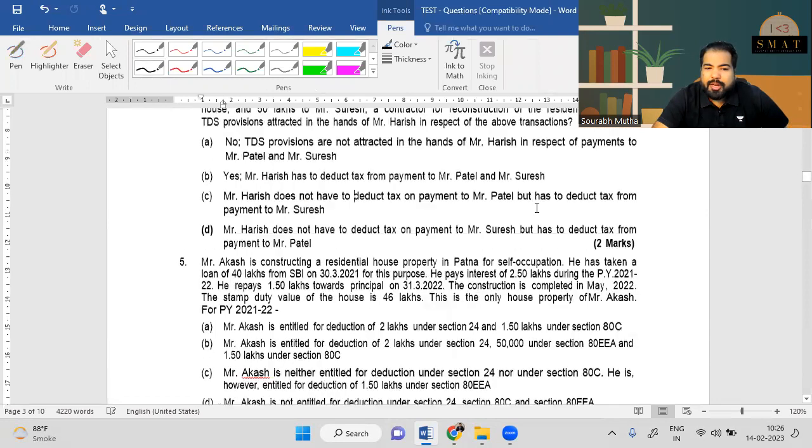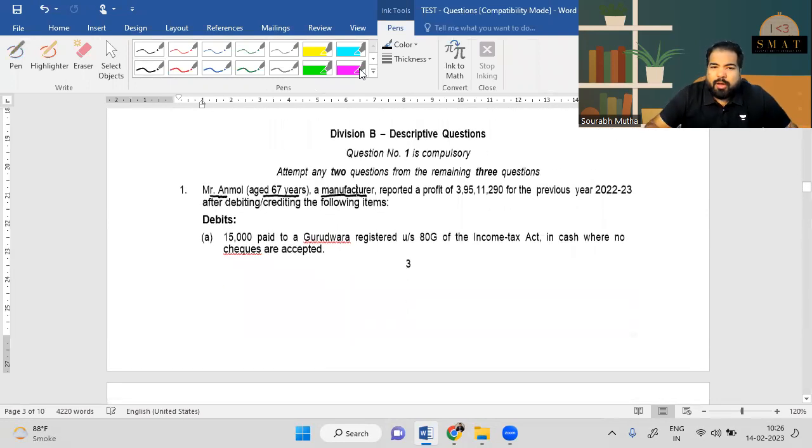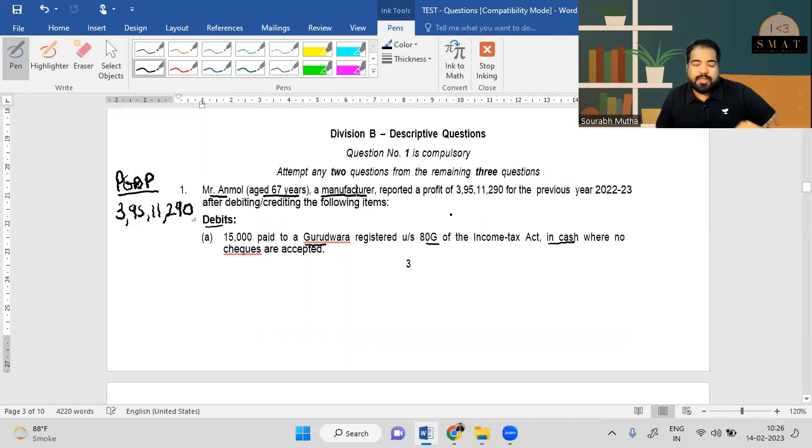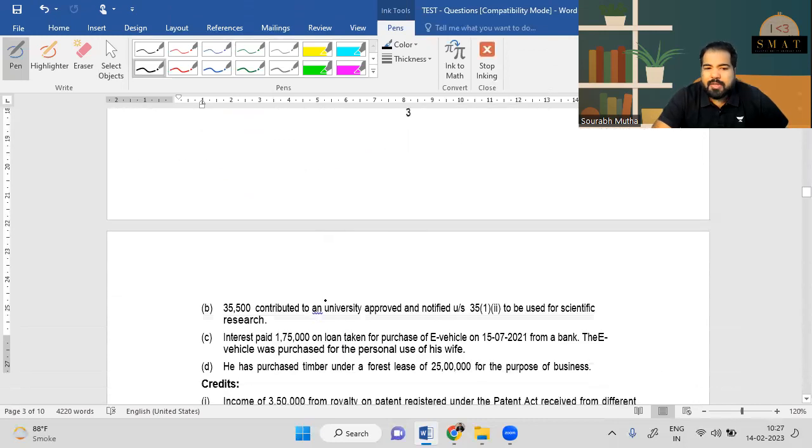And this profit is after debiting or crediting the following items. So they've already done something like this. So I'm opening the PGBP room. And in the PGBP room, I'm writing 3 crore 95 lakh 11,290. Debits 15,000 paid to a Gurudwara registered under 80G of the Income Tax Act in cash. Sorry, this is not allowed for two reasons. One, this is not allowed in PGBP. It is an 80G deduction. So anyways, I have to add it back. And in 80G, will I get a deduction? No, we'll have to write a note because it is paid in cash. You will not get any deduction. So this one is done. Every step you move ahead, you get marks. 35,500 contributed to a university approved and notified under 35(1)(ii) to be used for scientific research.